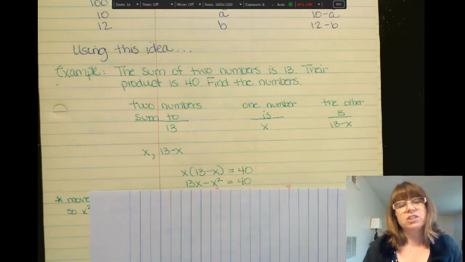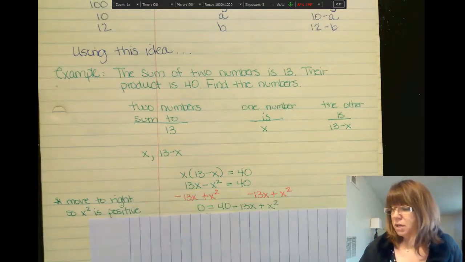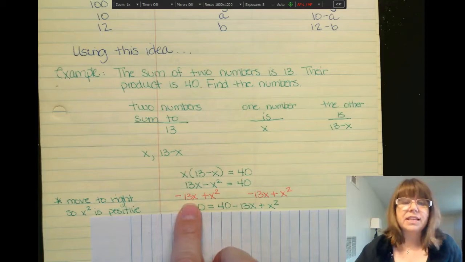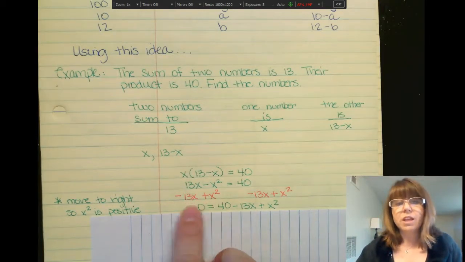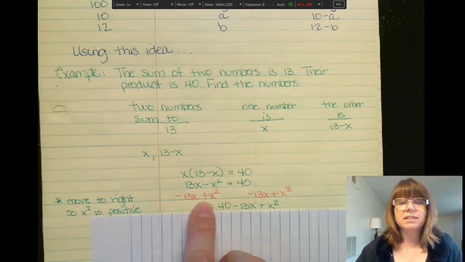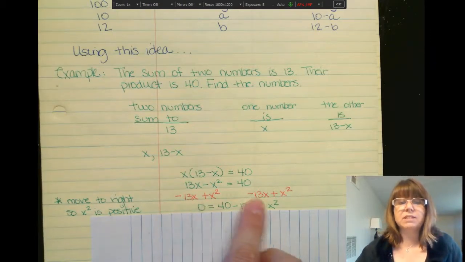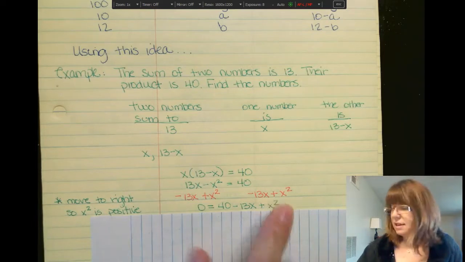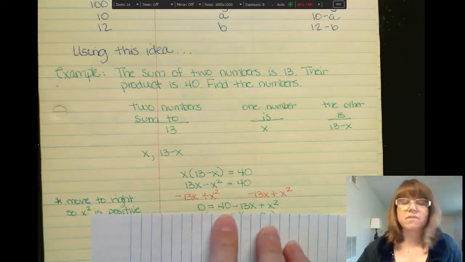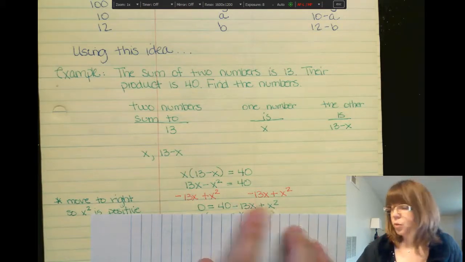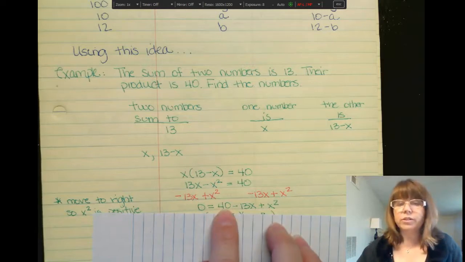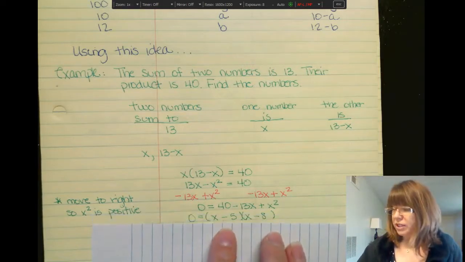To factor it, it's just easier if the x squareds are positive. So I'm going to move the 13x and the x squared over to the right-hand side. So minus 13x plus x squared, minus 13x plus x squared to both sides. I'm left with 0 equals 40 minus 13x plus x squared. I could rewrite this in descending order, but I'm going to go ahead and just factor it.